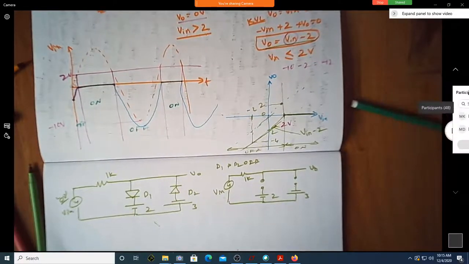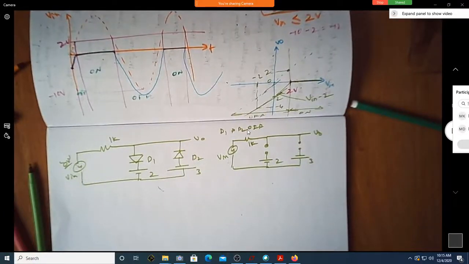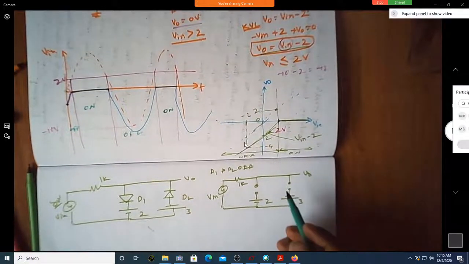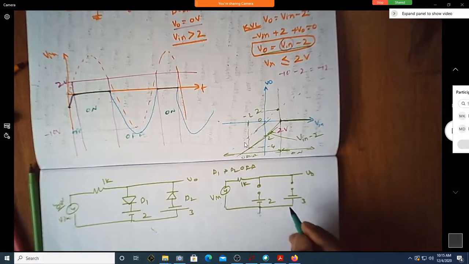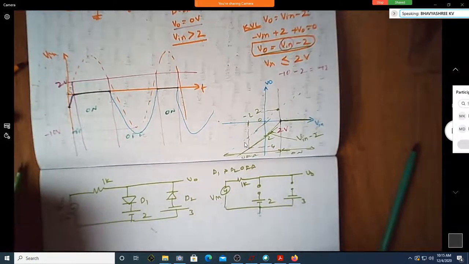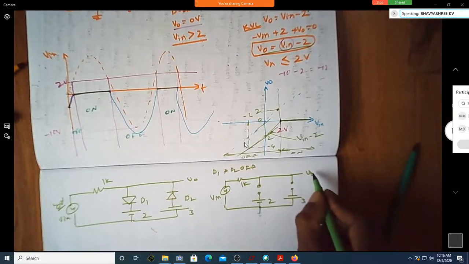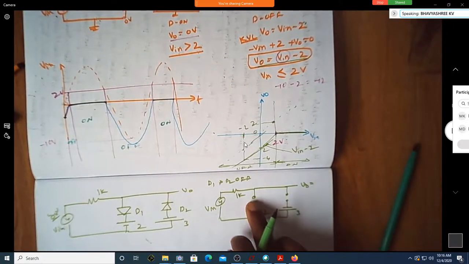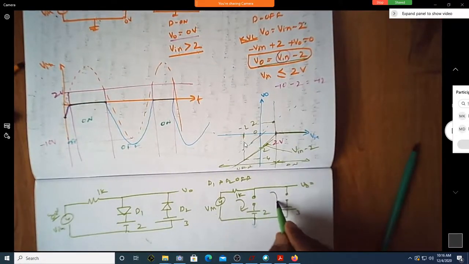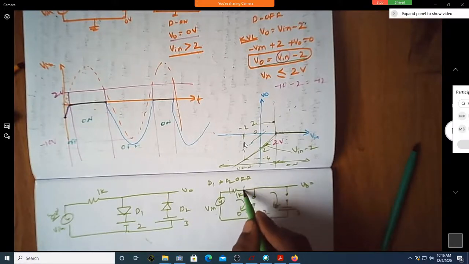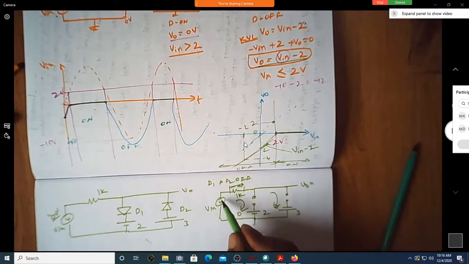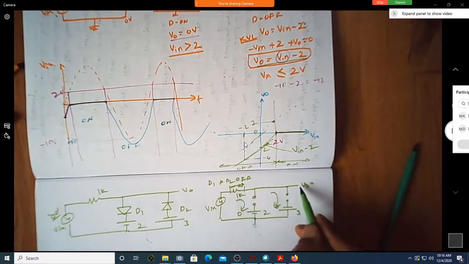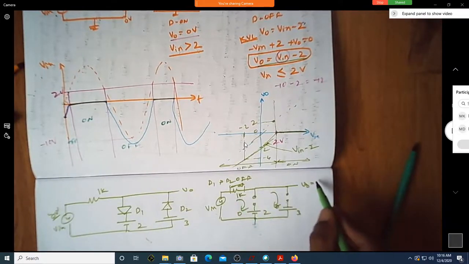Is this the equivalent circuit when both diodes are off? Then if both are off, what is the output voltage? 0? How come? This is open, no current is flowing through this, no current is flowing through this. It is 0, no drop here, 0 voltage drop. So if you write the KVL, the input voltage is exactly coming out here. There is nothing dropping, so V0 is equal to V in.